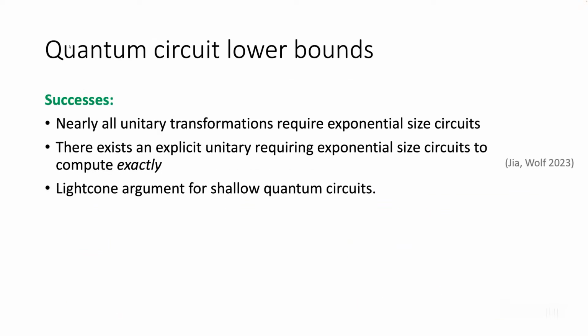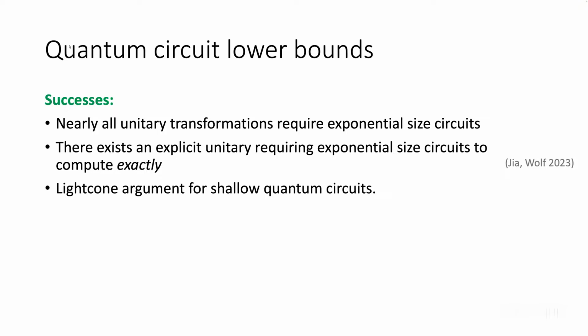Okay, so what do we know about quantum circuit complexity? There have also been a few successes, some nice positive results. Like I said, just by a dimension counting argument, we can argue that nearly all unitary transformations require exponential size. We can also identify an explicit unitary that requires exponential size quantum circuits. We can write down the entries of this unitary, and we can prove that any quantum circuit that implements it requires exponential size. That is, if you want to implement the unitary exactly.